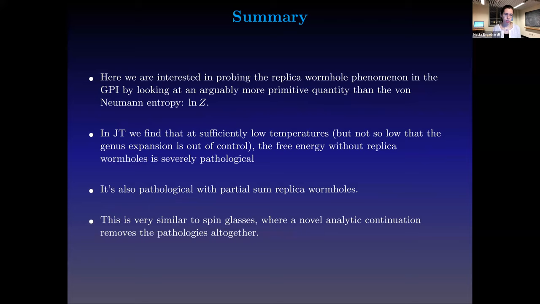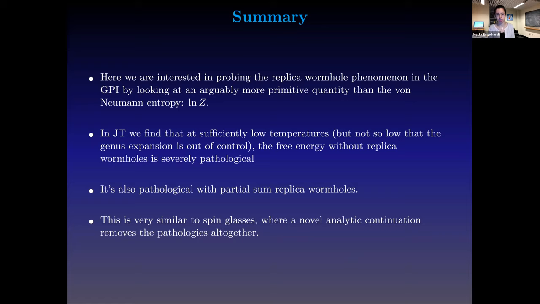So in this paper, we were interested in probing the replica wormhole phenomenon in the gravitational path integral, but looking at something which is more primitive than the von Neumann entropy, and you could argue maybe has a signature on more observables, which is log Z. And in JT gravity, and I didn't get a chance to talk about it, but also in certain truncated models of CGHS, we found that at sufficiently low temperatures, but not so low that the genus expansion is out of control, the free energy without replica wormholes is very pathological. And in fact, you can actually show that the replica wormholes contribute more than the disconnected topologies.